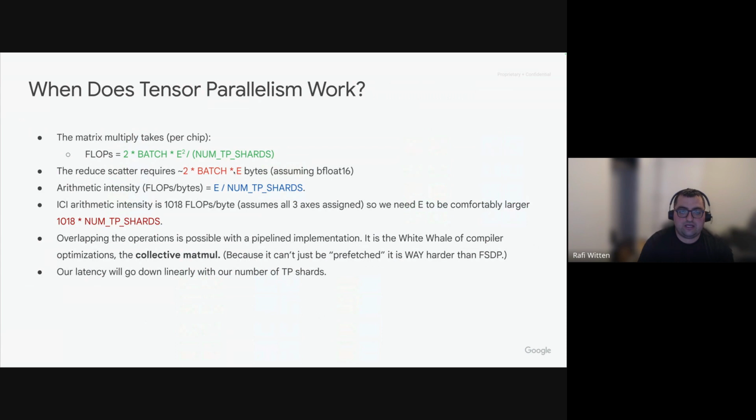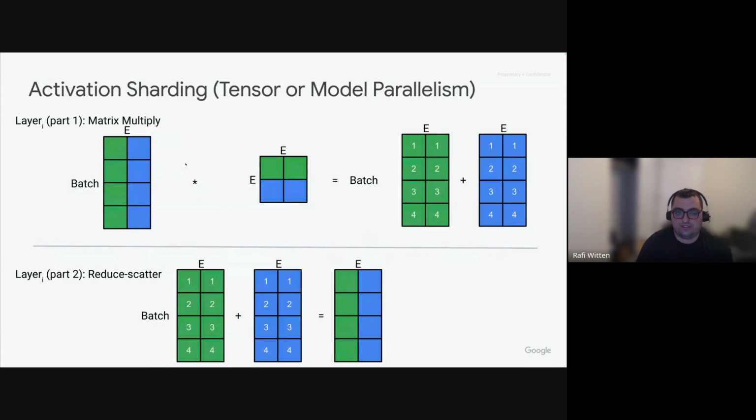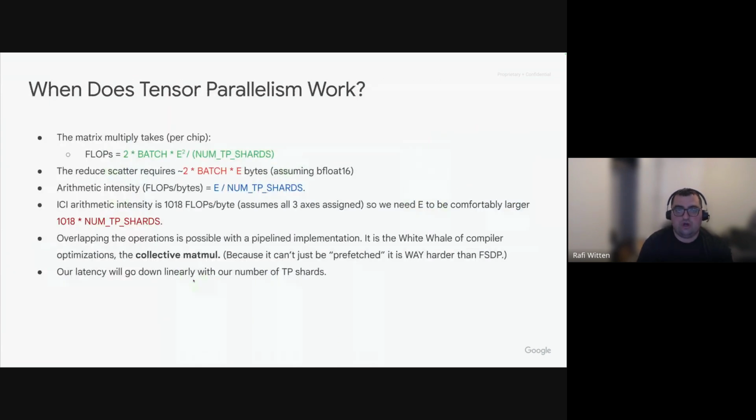The amount of communication actually doesn't depend on the number of participants, because we have to do this whole reduce scatter either way. So this is actually the same amount of communication. We always have to communicate 2 times batch times e. We'll discuss that more in a later session. To do that reduce scatter, this operation will always cost us 2 times batch times e. So as long as we can keep e over num tensor parallel shards bigger than 1018, this solution is going to work well. So it's again kind of a second option.